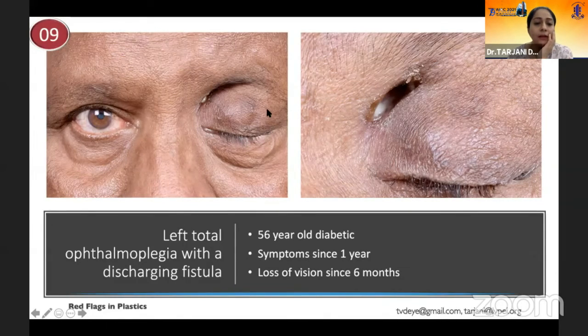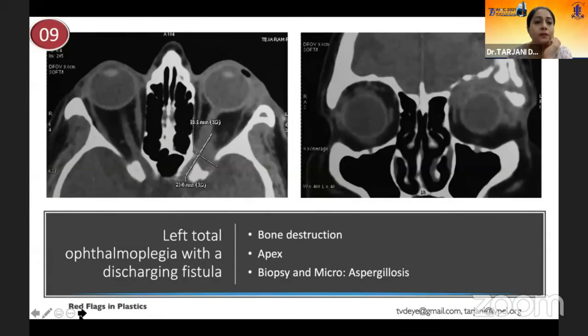This is another gentleman who presents with left total ophthalmoplegia and has this kind of discharging fistula that you are seeing superomedially. Again, a known diabetic, and has a long course of symptoms lasting about a year and also has vision loss. So a cutaneous fistula with a cellulitis-like picture, again, is very suggestive of fungal infections. On imaging, he had this apical involvement, and look at that destruction of the bone superotemporally. So destruction, and in the previous case, hyperostosis, both point towards a fungal etiology.